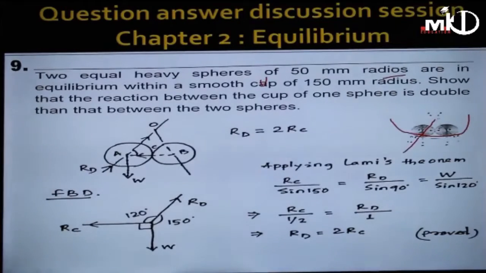So a reaction will come definitely here. So this reaction between one sphere and the cup is double that between the two spheres. So obviously there are two spheres having contact with each other, so each sphere will provide a reaction on the other. So this reaction and this reaction, if you compare, this reaction will be double this. So now come to this part, you can get clear.